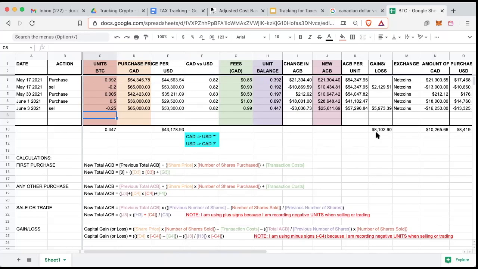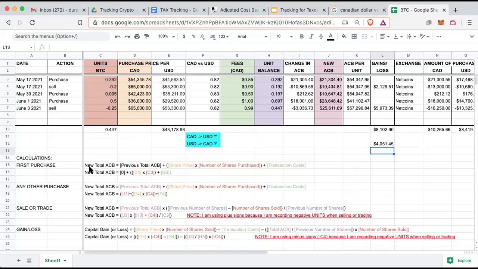Again, you do not pay taxes on the $8,102. You record taxes on half of that. And you could do a simple calculation. Again, equals this column divided by 2. So you would be responsible to record $4,051.45 on your income tax forms.